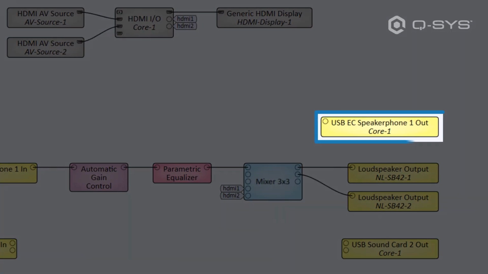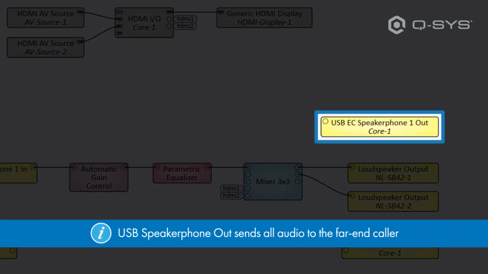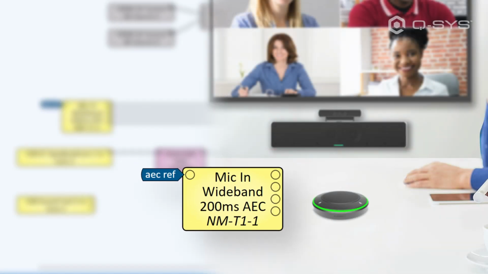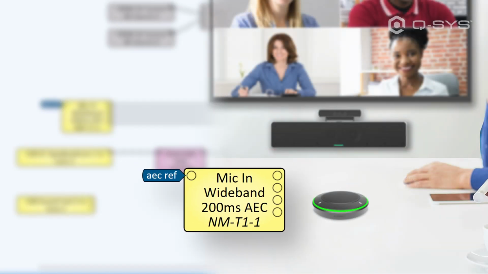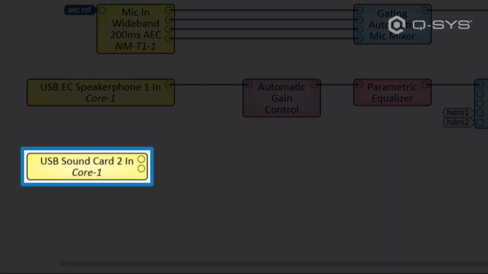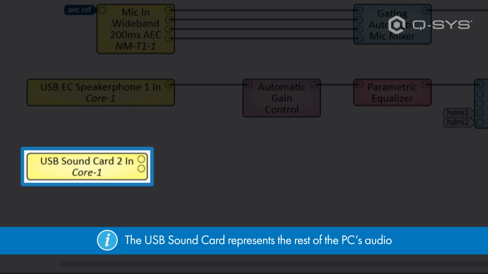The USB speakerphone out represents all the audio we want to send to the far-end caller, which will certainly include the room's microphones after they've been processed by acoustic echo canceling, but it may also include other program material in the room if desired. The USB sound card, on the other hand, represents the rest of the PC's audio.